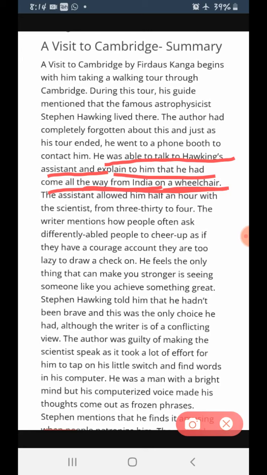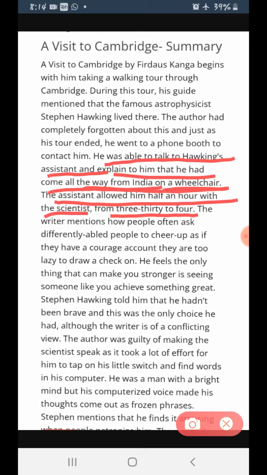But when he learned that Mr. Kanga is a differently abled man, and he had come all the way from India on a wheelchair, he understood that he must be something special, and then he allowed him to meet Stephen Hawking. Clear? The assistant allowed him half an hour with the scientist from 3:30 to 4. Then at last the assistant allowed Kanga to meet Stephen Hawking only for half an hour. That means from 3:30 till 4 in the afternoon.